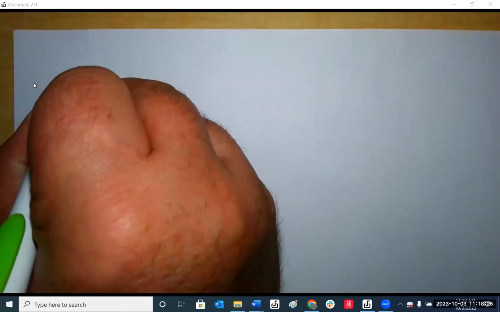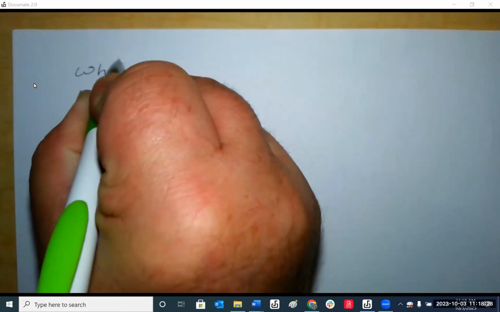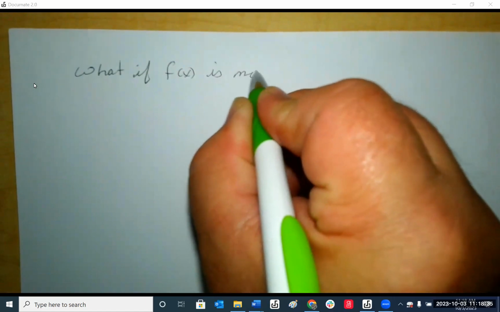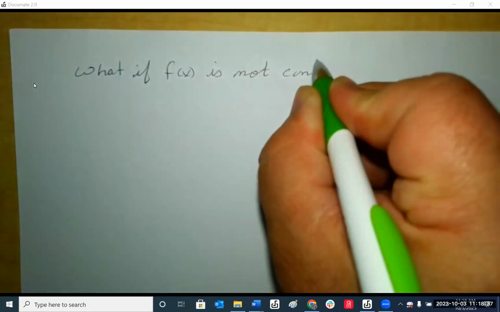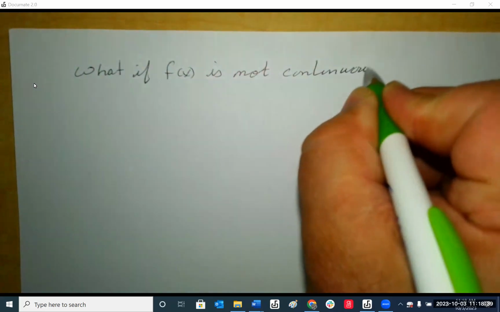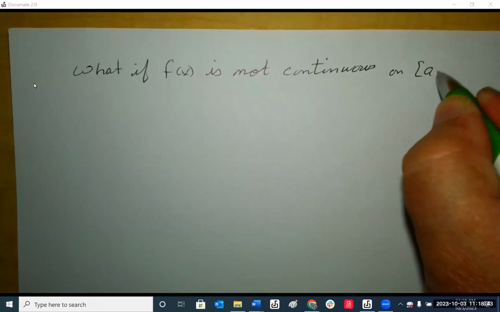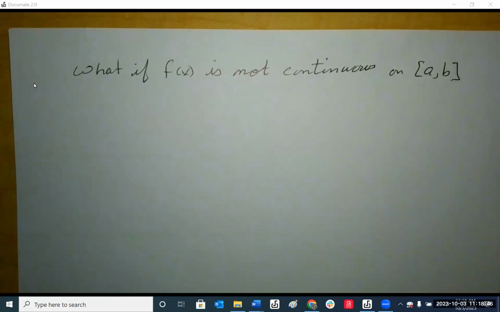Okay, what if we don't have a continuous function? What if there's some discontinuities, jump discontinuities, or whatever?